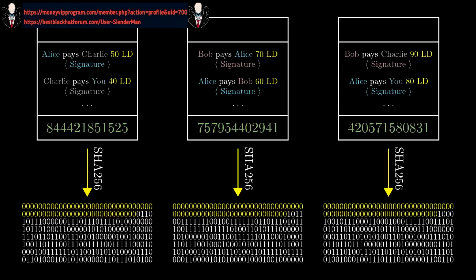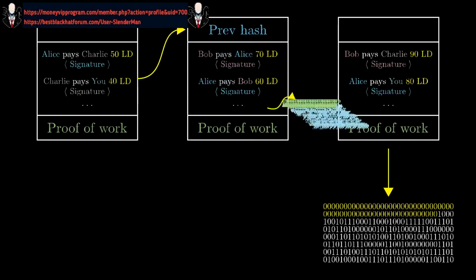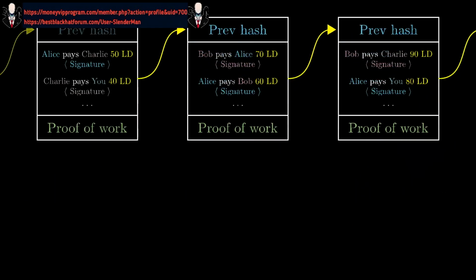In the same way that a transaction is only considered valid when it's signed by the sender, a block is only considered valid if it has a proof of work. And also, to make sure that there's a standard order to these blocks, we'll make it so that a block has to contain the hash of the previous block at its header.